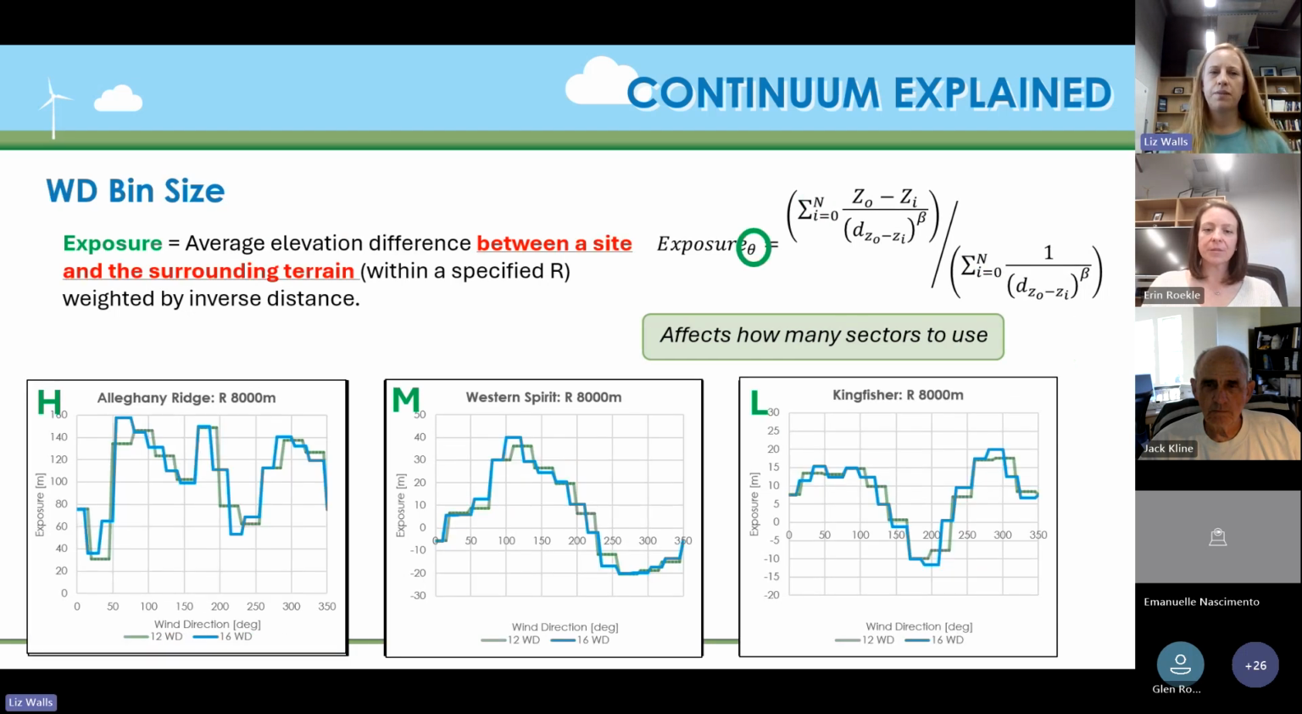All right, next let's talk about the wind direction bin size. Going back to this equation, the number of wind direction bins will determine the width of the sectors that you're using, and that will affect how many data points are included and how many sectors to use overall. In the example, we showed an example using 12 wind direction bins, but we did a sensitivity analysis using a range of wind direction bin sizes from 4 up to 16.